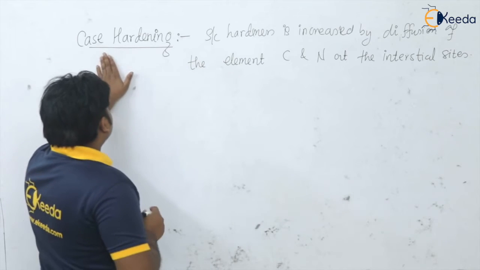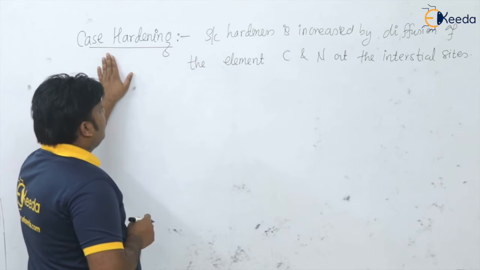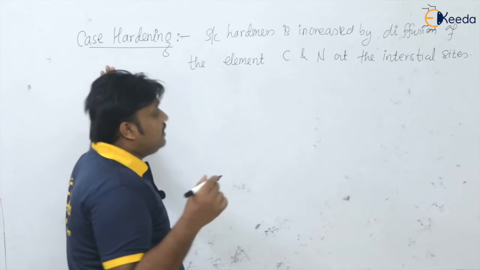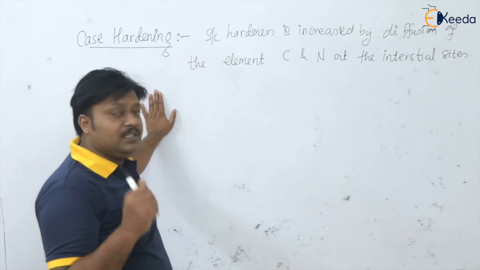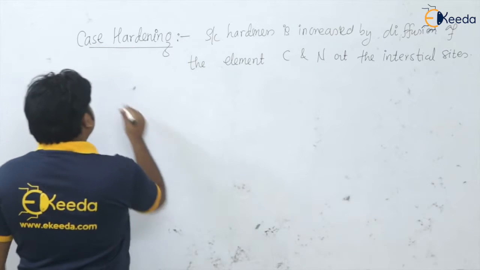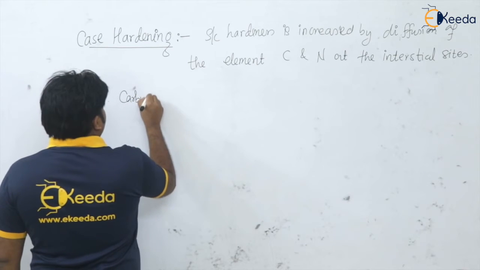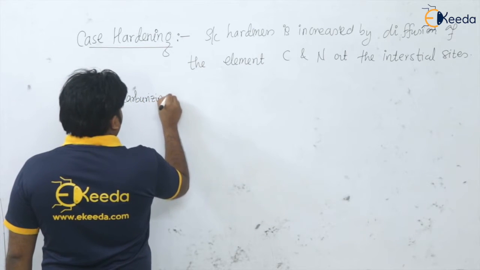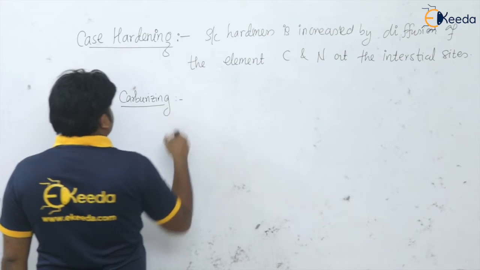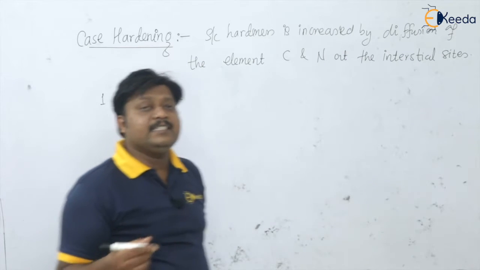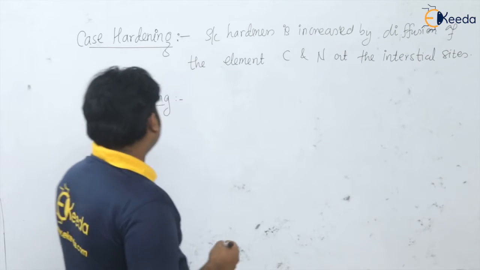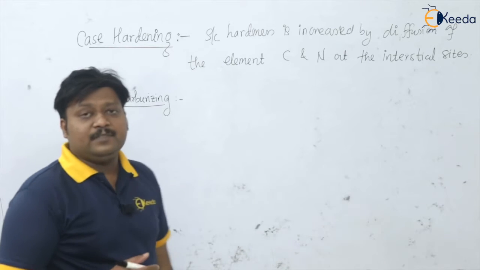So dear students, in this case hardening process, we have three processes. The first process we are going to see is carburizing. Then there is nitriding, and the third one is cyaniding. So let us see the first process here, carburizing.